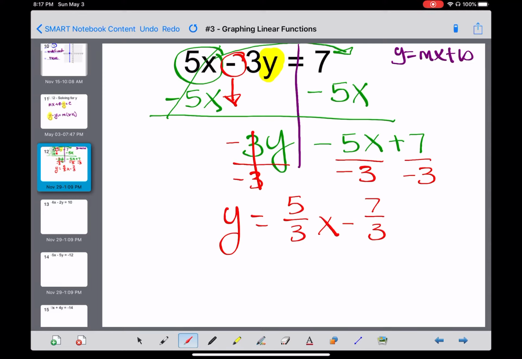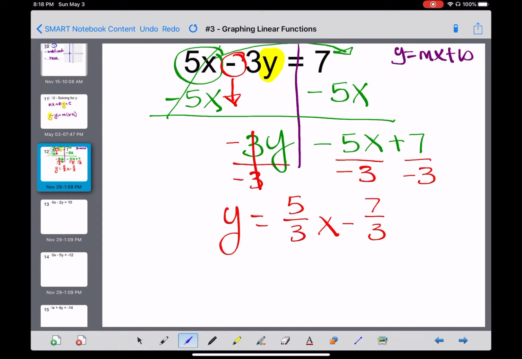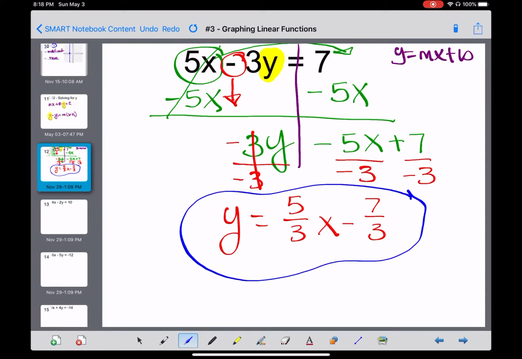Now, some of you were like, Miss, it can't be right because I have a fraction as my y-intercept. Who cares? You're not graphing, okay? Since you're not graphing, you're done. This is your equation. You've already solved for y, and you just leave it like that. All right, let's go do another one.